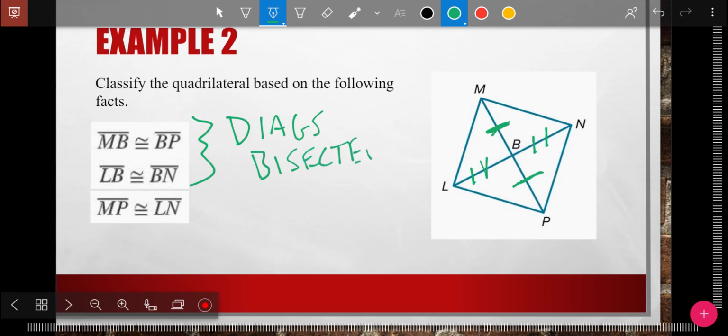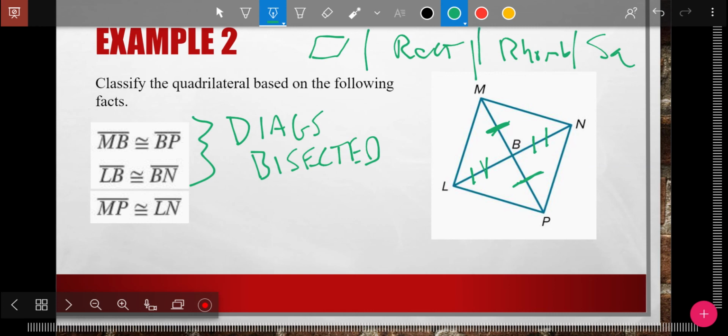Again, go to your rules. In your list, you've got parallelogram, rectangle, rhombus, and square. Where is diagonals bisected? What's that a base rule of? That's a base rule of parallelogram. So this means it's a parallelogram. It didn't say it was a parallelogram. It just said it was a quadrilateral. So now I know it's a parallelogram.